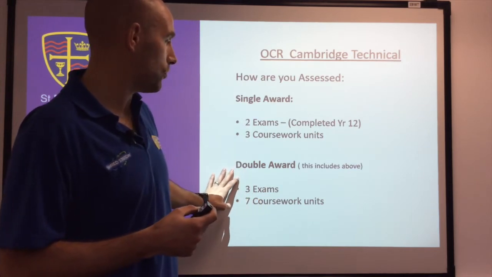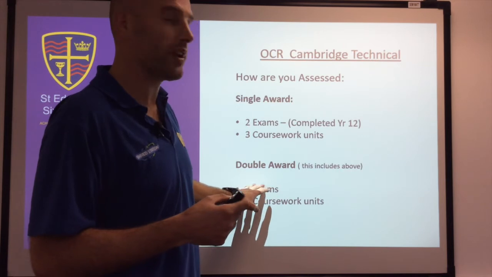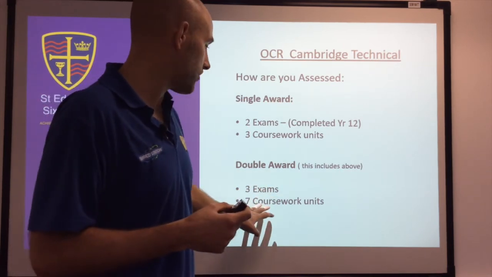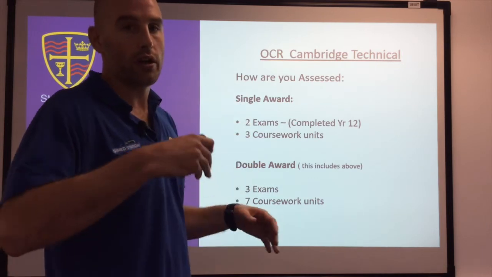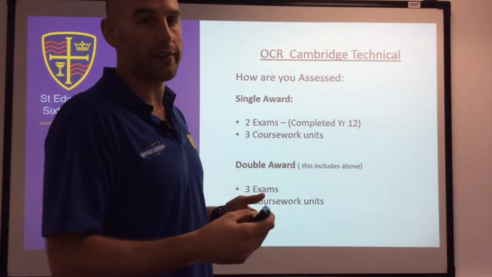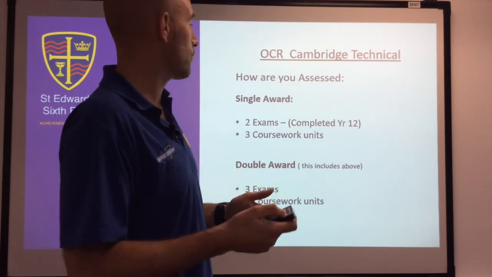If you take the double award, then you do 3 exams in total, and you do 7 coursework units in total as well. So this is very much where the work is being done on a regular basis, and it's being assessed regularly so that you're able to see exactly where you are throughout the course.